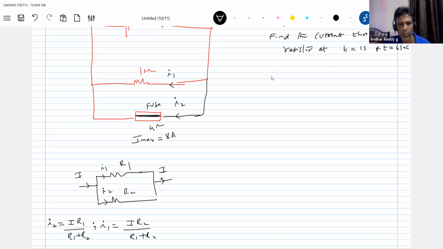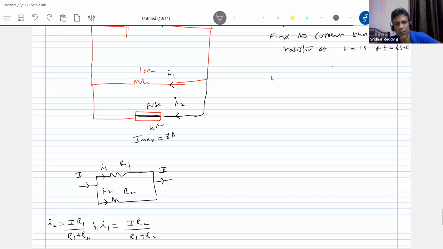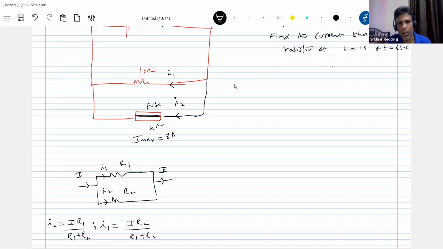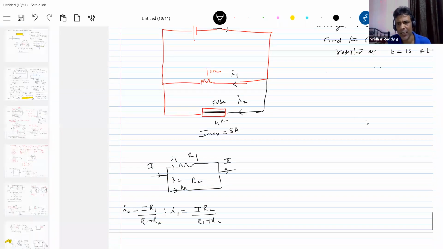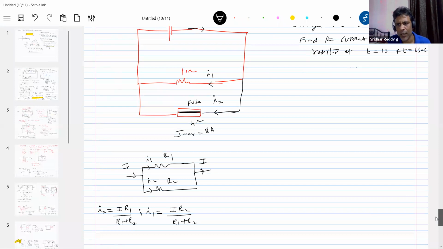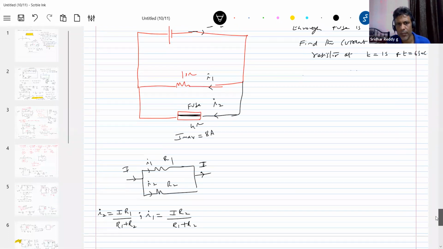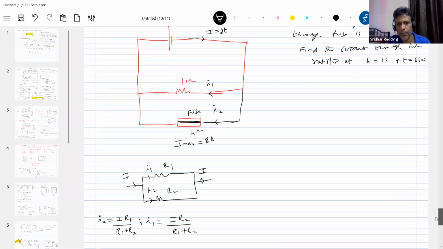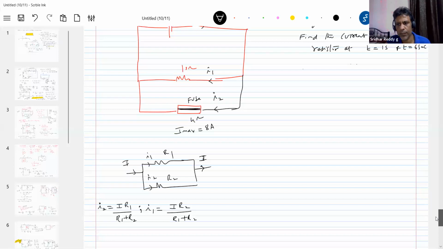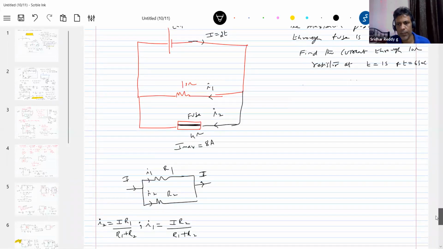I just applied Ohm's law, nothing big. Capital I is equal to I1 plus I2, then I1 R1 equals I2 R2. The current in the sub branches is given by this. So we have to take help of this formula, or you can apply KVL, KCL. It's not that you must apply these; you can apply even KCL, KVL also. Okay, this is the cell.